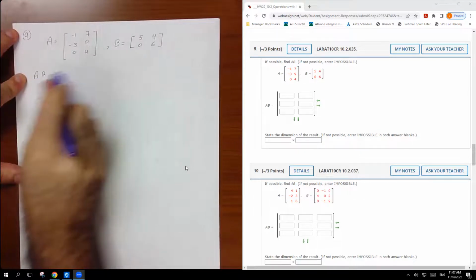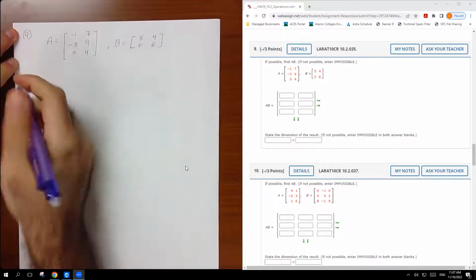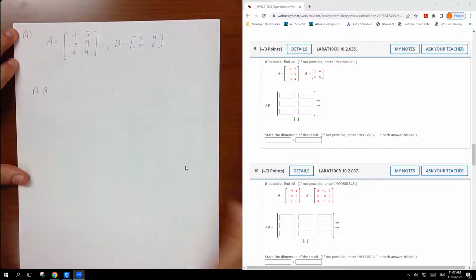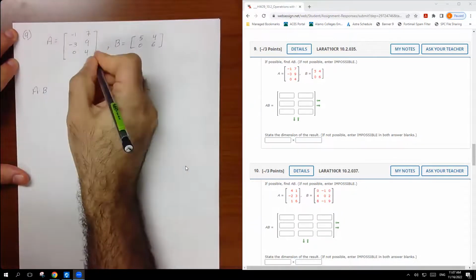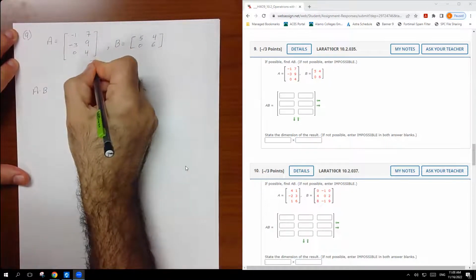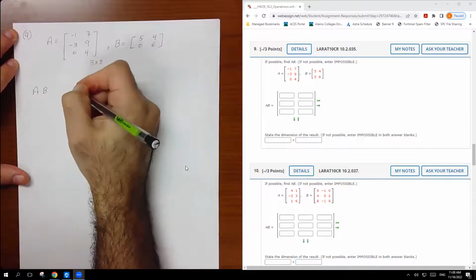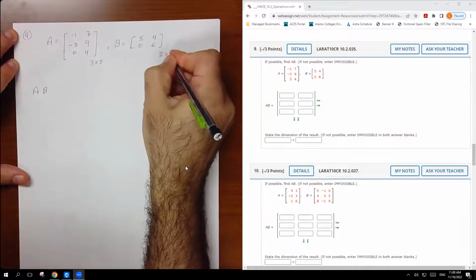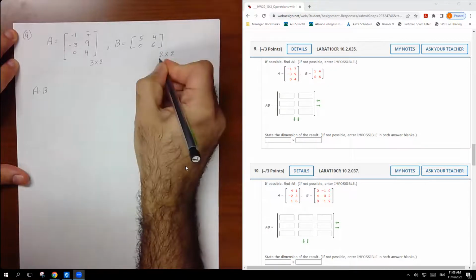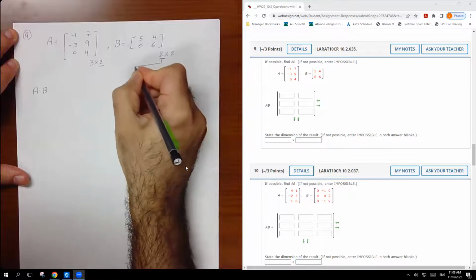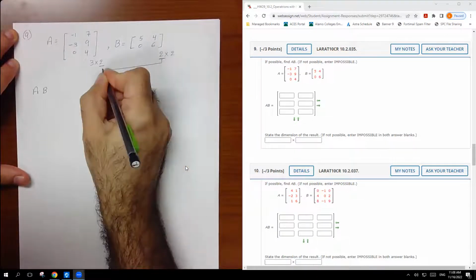Before you start finding the multiplication between A and B, this is a really important step. You have to write down the dimension for the first matrix A, 3 rows and 2 columns. And the dimension for the matrix B, 2 rows and 2 columns. You can do the multiplication if you have exactly the same numbers here.